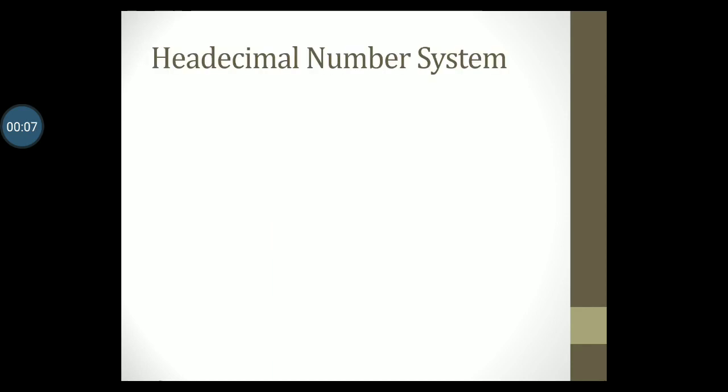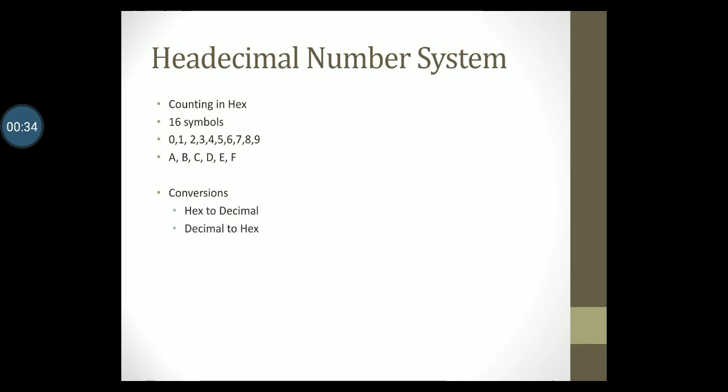In this video you are going to learn how to count in hexadecimal. As you know, there are 16 symbols in hexadecimal. The numbers 0 till 9 and the alphabets A, B, C, D, E, F, which are used to represent the decimal numbers 10, 11, 12, 13, 14 and 15. We will also cover some basic conversions, namely hex to decimal, decimal to hex, hex to binary and binary to hex.